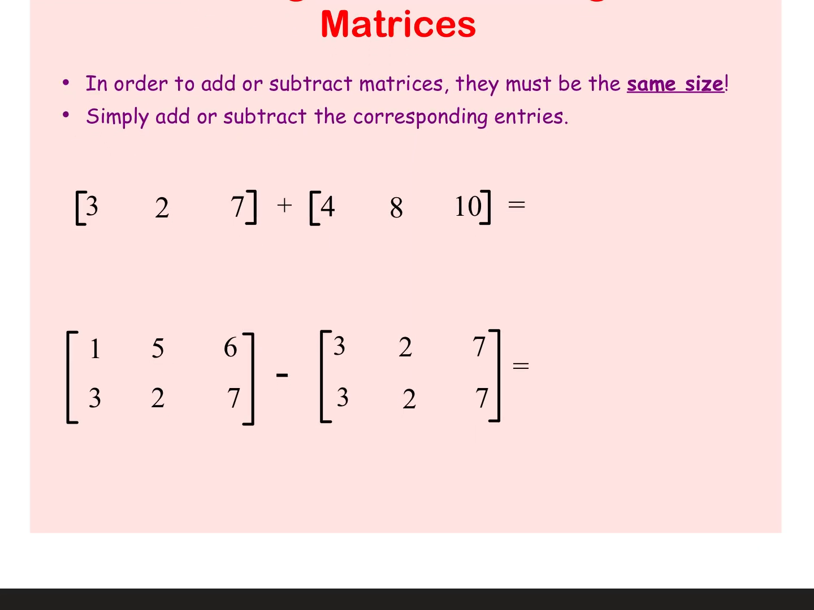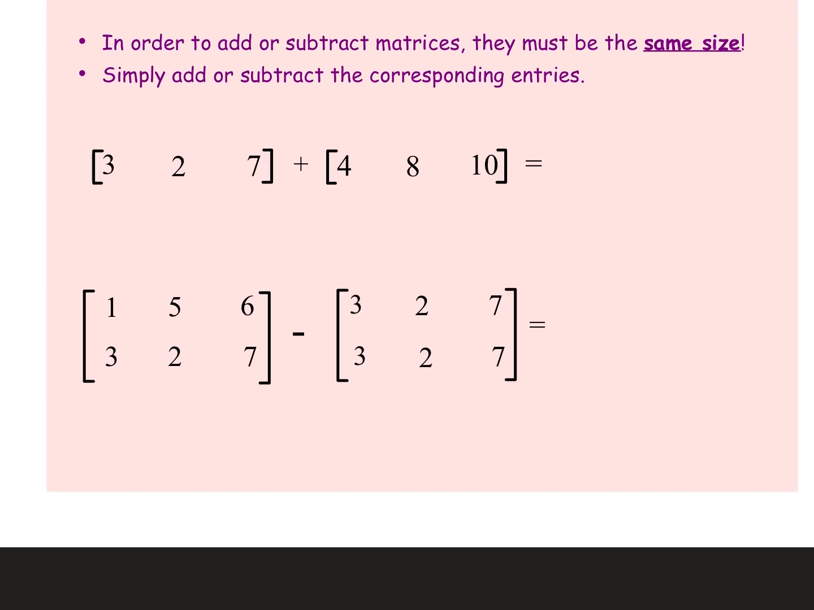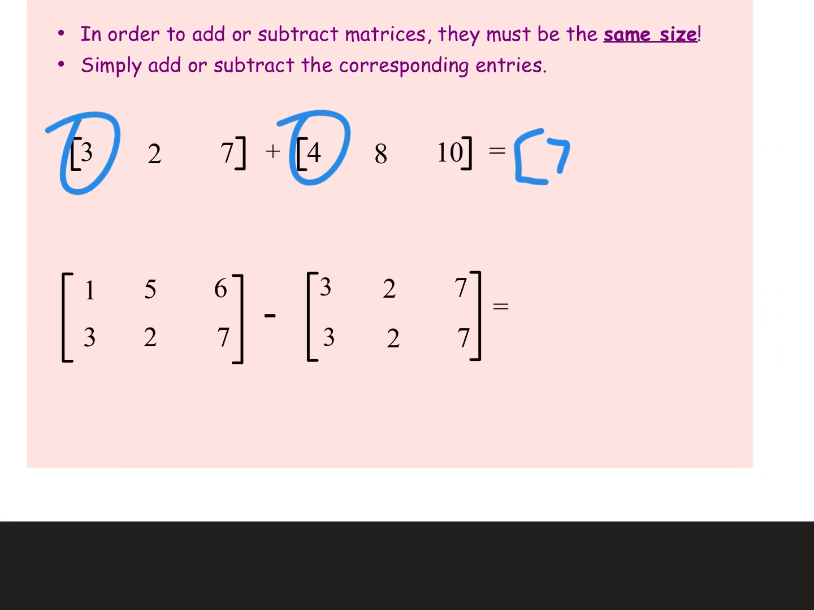Next thing. If you wanted to add these, it is as easy as you would think. This gets added to this. Because it's the first one, it's row 1, column 1. And the other one is the corresponding row 1, column 1. And so the answer would start with a 7. Then you'd add the 2 and the 8, and that's going to make it 10. We don't put commas inside matrices, by the way. You just leave a space. What's the third number? Cameron? 7. Yep. You take this, and you just put them together.